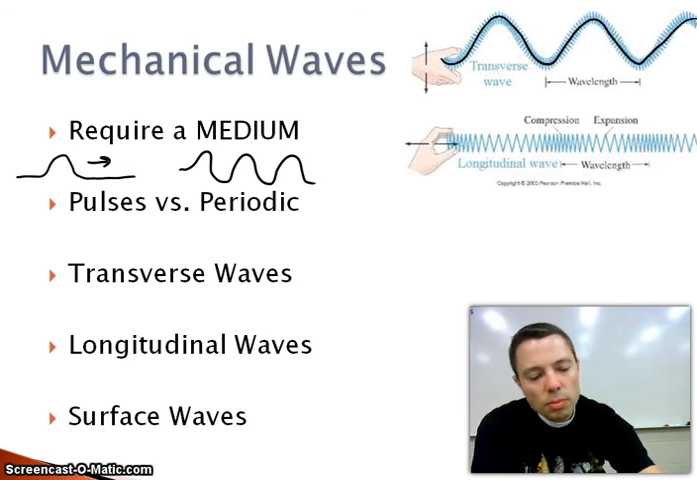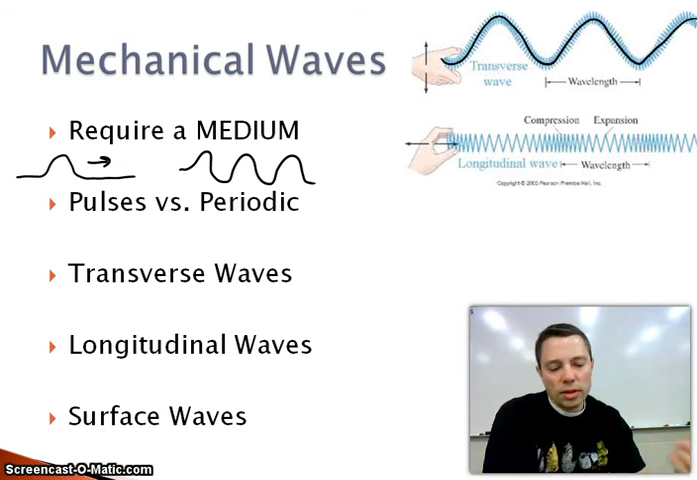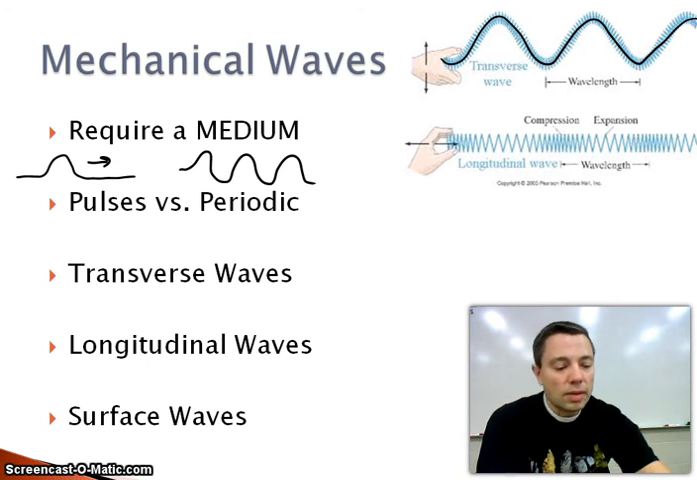Now, when we start talking about waves, each of these waves has various parts to it. And when we look at transverse waves, we always say that we have this area up here that we like to call a crest.